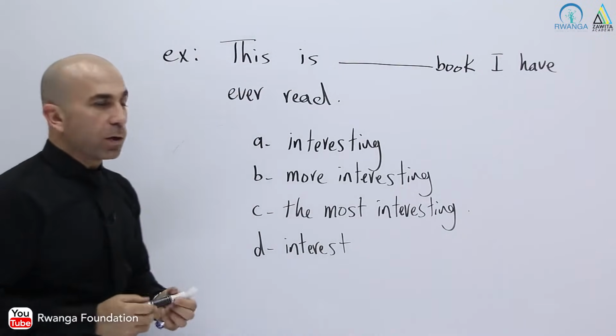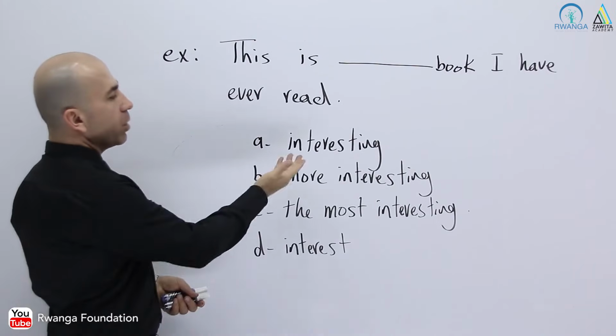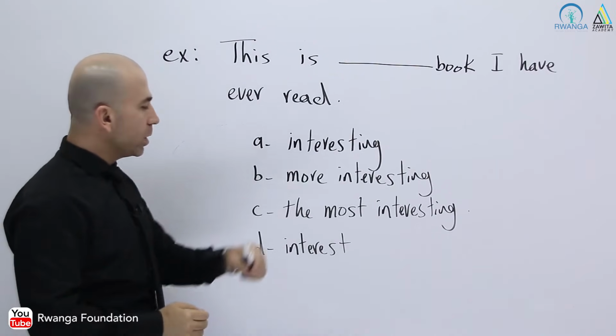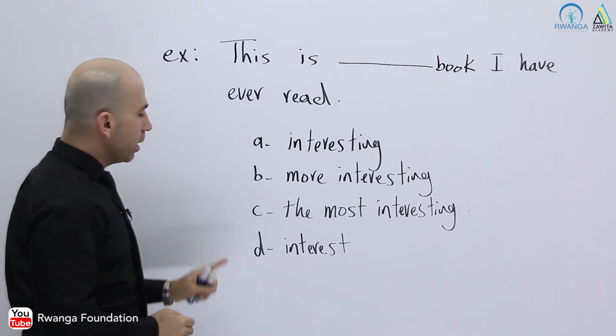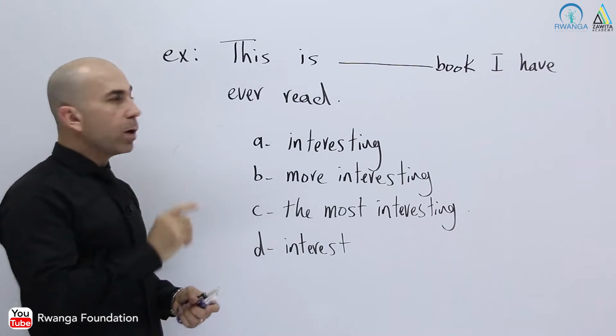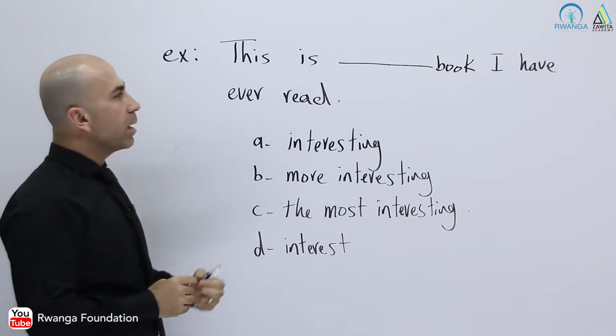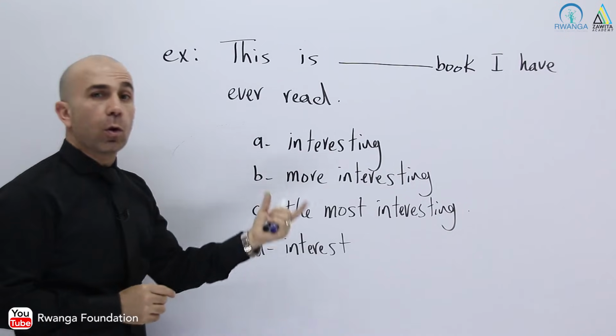So this is our wizard question. This is dash book I have ever read. A. Interesting. B. More interesting. C. The most interesting. D. Interest. Again, don't forget two things. The first one, is this rule number 1 or rule number 2? The second thing, is it a short adjective or long adjective?